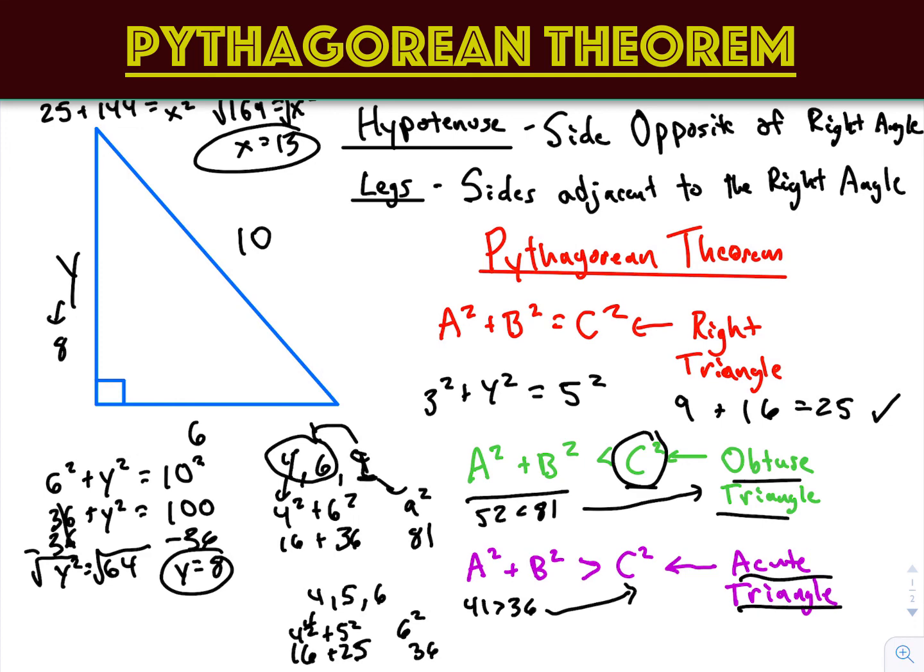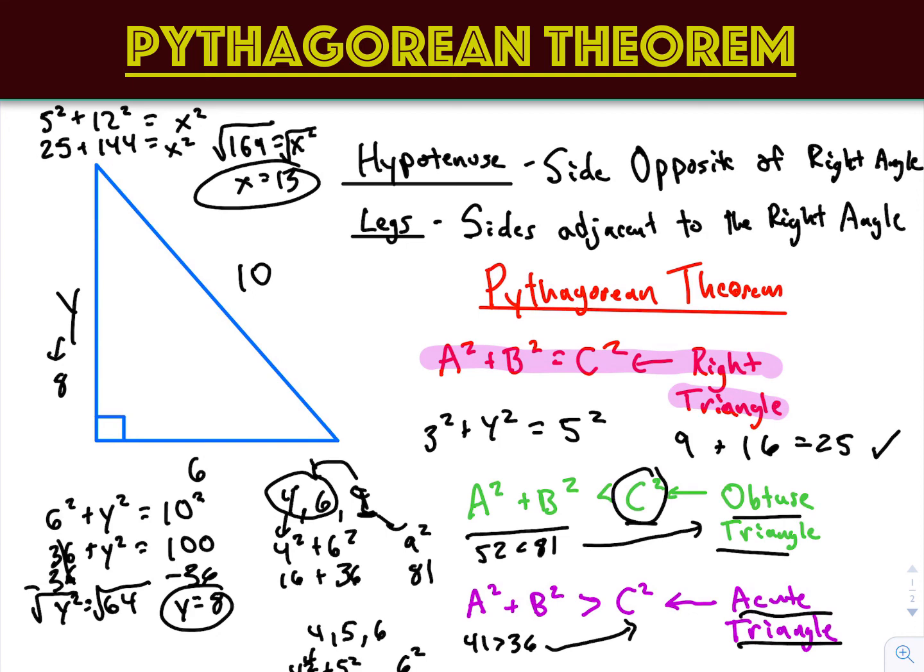And the heart of the Pythagorean theorem says that a squared plus b squared equals c squared, meaning that the sum of the squares of the two legs equals the hypotenuse squared. Hopefully this sets you up for a strong foundation with the Pythagorean theorem.